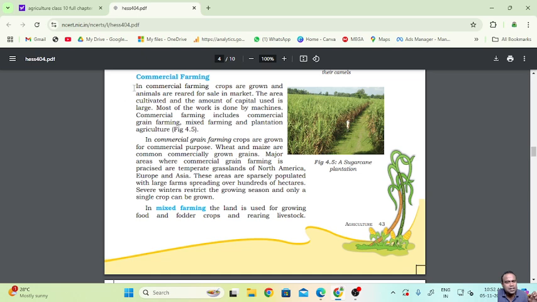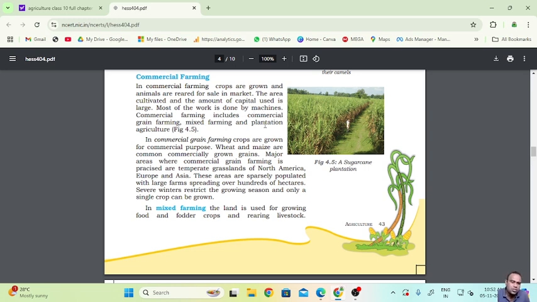Commercial farming. In commercial farming, crops are grown and animals are reared for sale in market. The area cultivated and the amount of capital used is large. Commercial farming is done for commercial purposes, meaning to earn money. So a huge amount of capital is required here. Most of the work is done by machines.